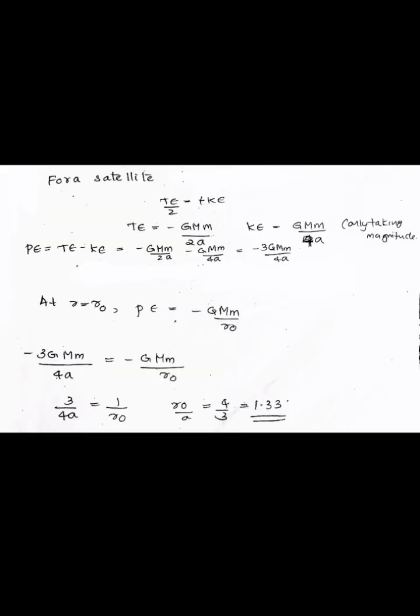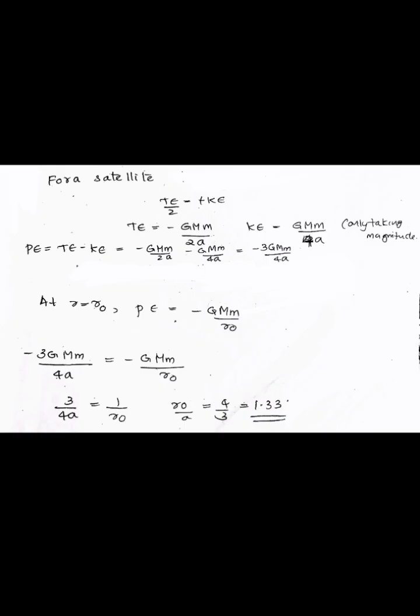The next question is, a satellite of mass m orbits around Earth in an elliptical trajectory of semi-major axis a. At a radial distance r is equal to r0 measured from the center of the earth, the kinetic energy is equal to half the magnitude of total energy. If capital M denotes the mass of earth and the total energy is minus GMm by 2a, the value of r0 by a is nearest to dash.